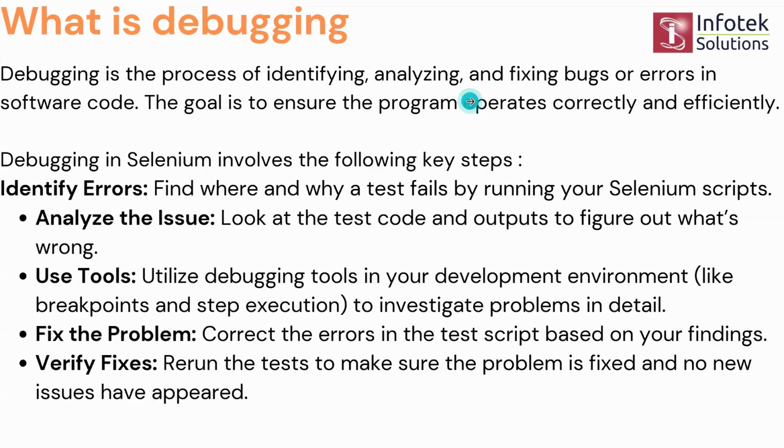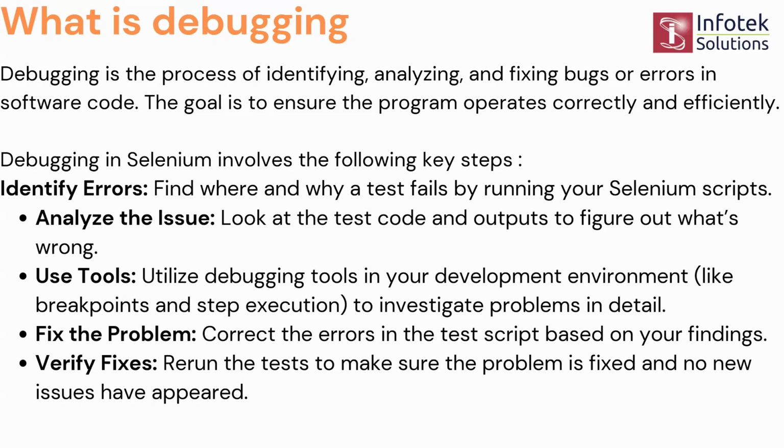So if we talk about debugging, it's very important to know what debugging is. Debugging is a process to identify, analyze, and fix bugs or errors in software code. The goal is to ensure the program operates correctly and efficiently. So basically, debugging is for analyzing and fixing the bugs or errors in the software code, basically the code that you write. Now, debugging involves the following steps.